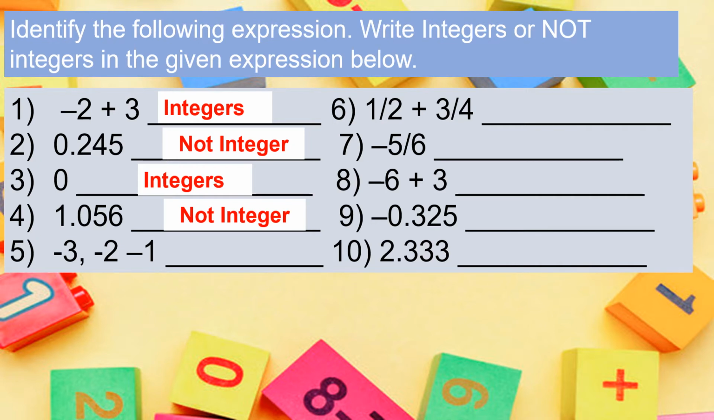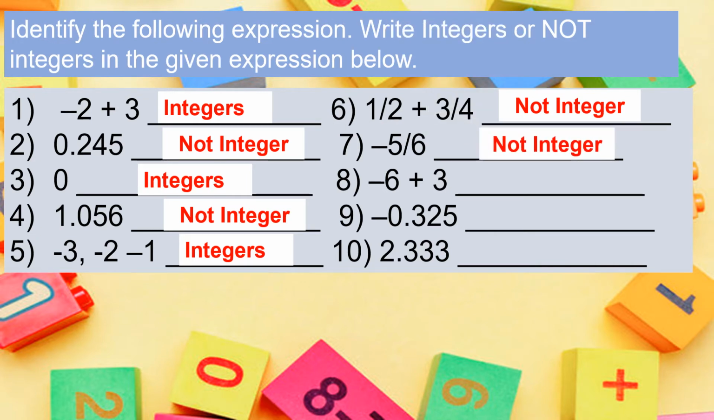Next, number 5, negative 3, negative 2, negative 1. So, integers. Number 6, 1/2 and 3/4, not integers. Number 7, negative 5/6, not integer dahil siya ay fraction kahit siya ay may negative sign. Number 8, negative 6 plus 3, integers.